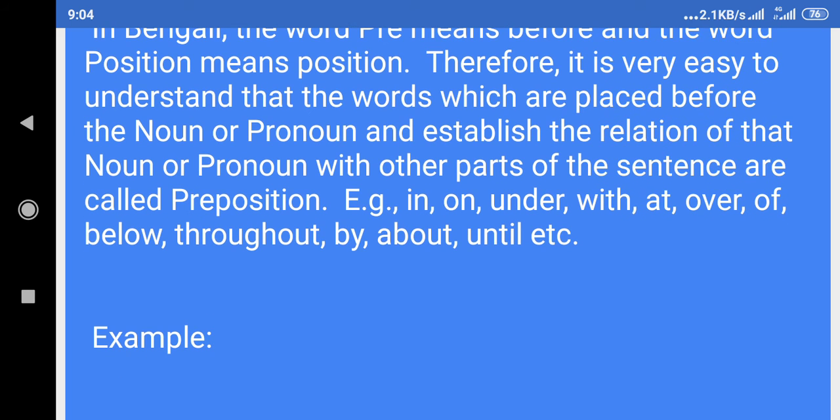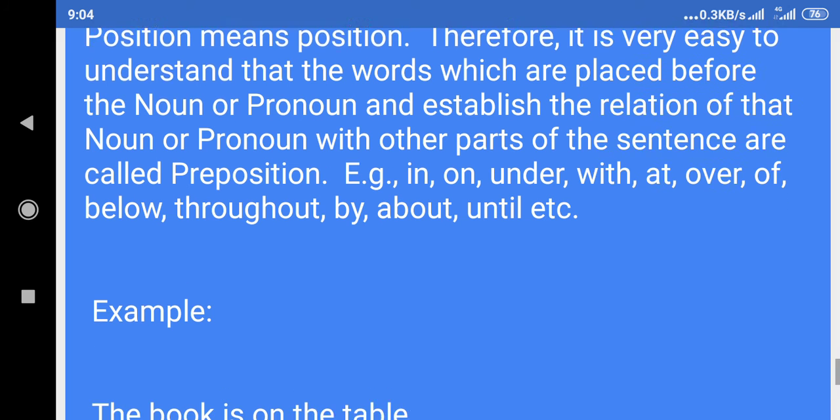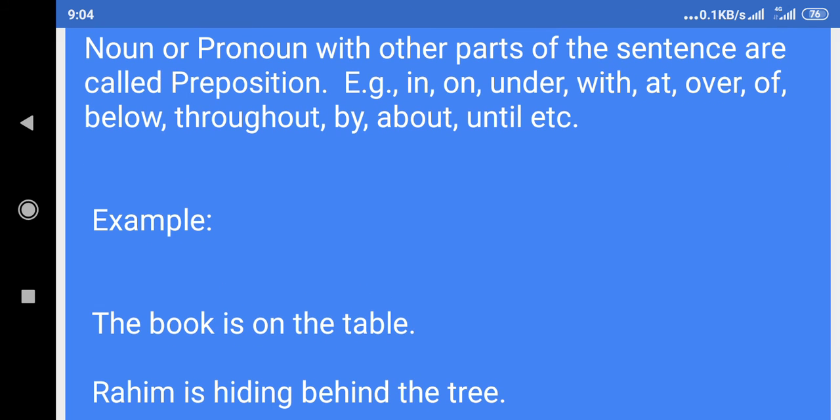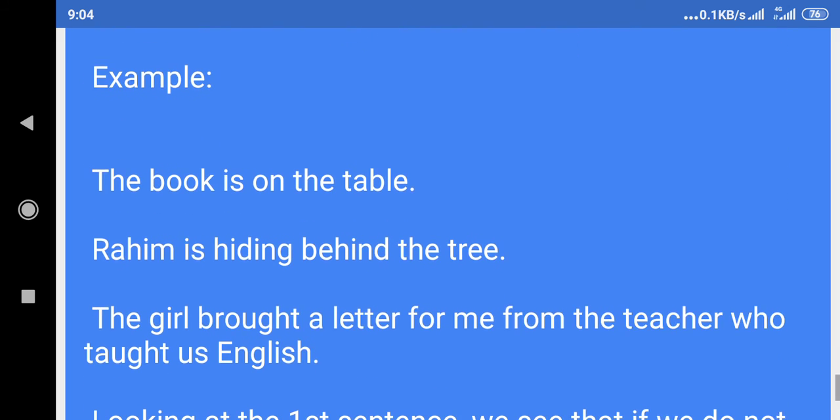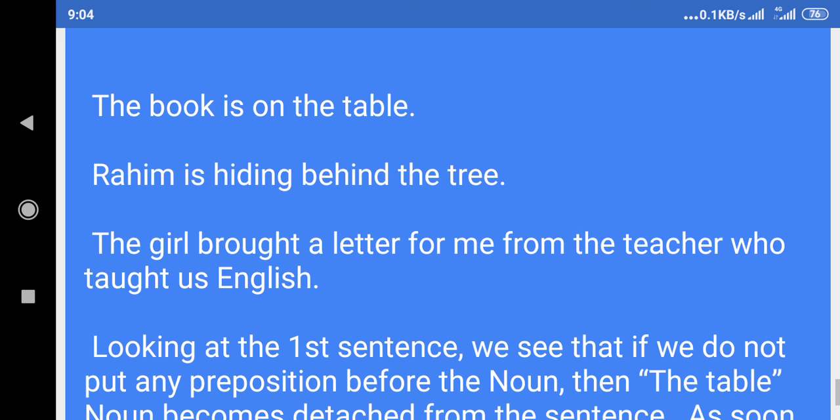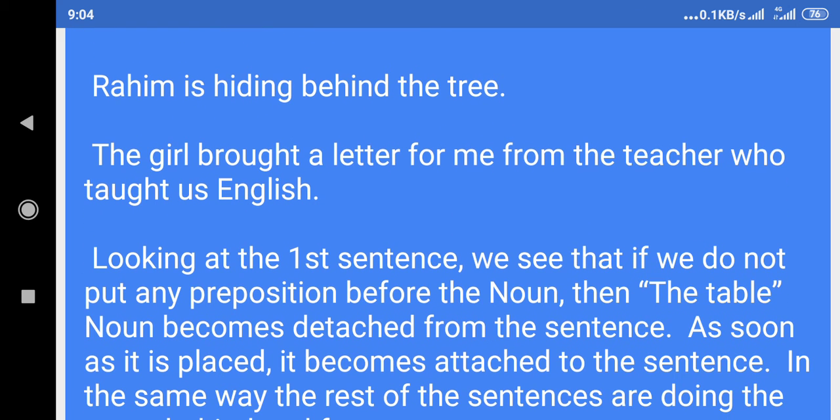E.g., in, on, under, with, at, over, of, below, throughout, by, about, until, etc. Example: The book is on the table. Rahim is hiding behind the tree. The girl brought a letter for me from the teacher who taught us English.